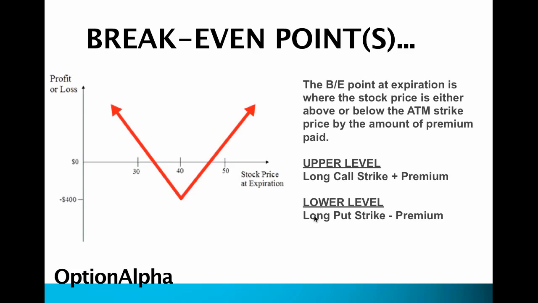On the lower level, you're going to take the long put price and subtract the premium that you got. So again, for the lower level, we're going to take the long strike of the put at 40 and subtract the premium, and that creates our break-even on the bottom side. So there's two break-even points on this. So long as the stock is moving, like we've continued to say in this video, then you're going to make money if you get beyond those break-even points.